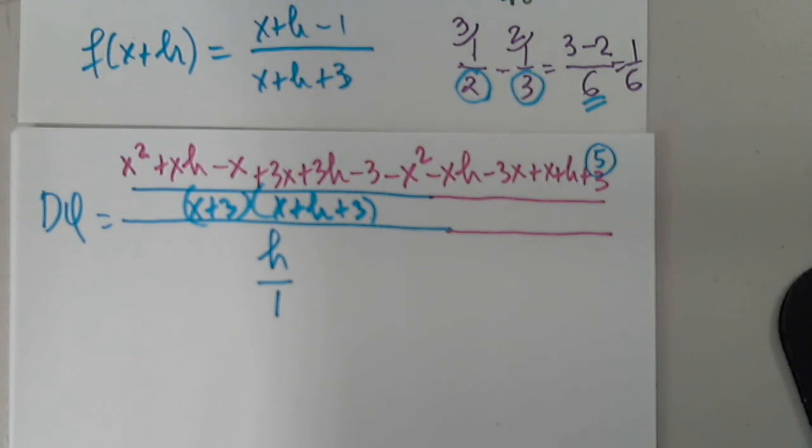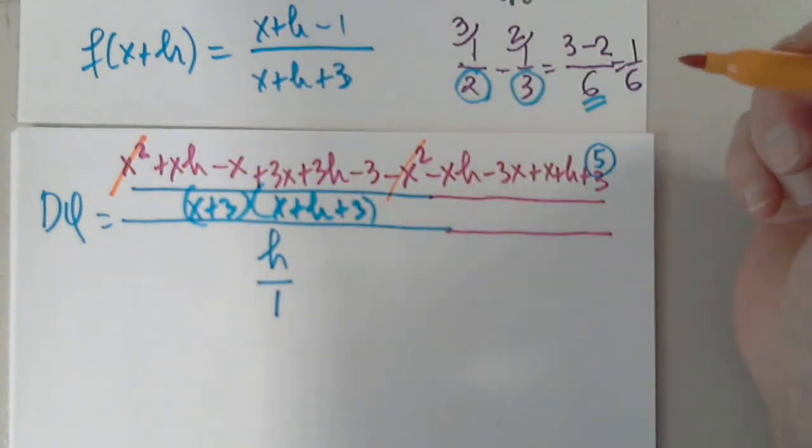Say it again. The numerator: cross out all terms without h. Maybe some terms with h too will go away, but that's a bonus. I don't care for that. It's fine, it's an extra. But all terms without h must go away.